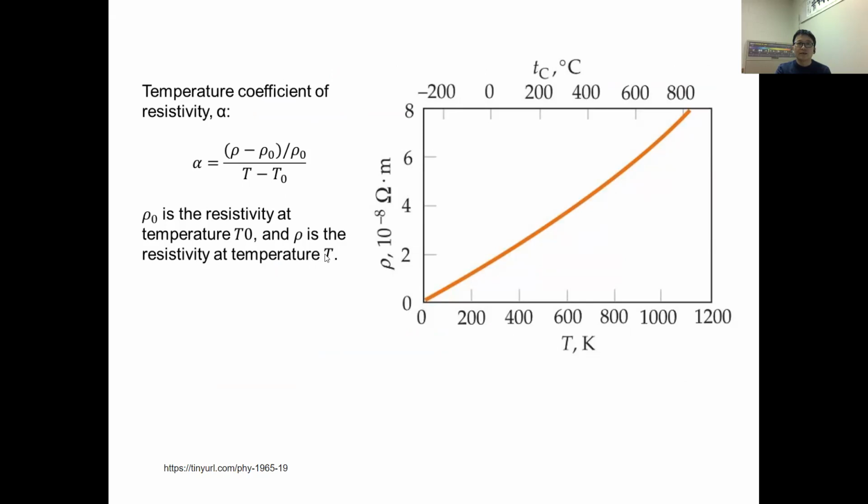And alpha here, which is called the temperature coefficient of resistivity, is equal to rho minus rho naught, over rho naught, divided by T minus T naught. So if you have a starting point, then you can calculate that. Rho naught is the resistivity at temperature T naught, and rho is the resistivity at temperature T. Okay.